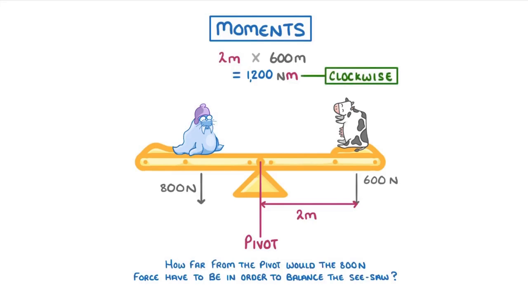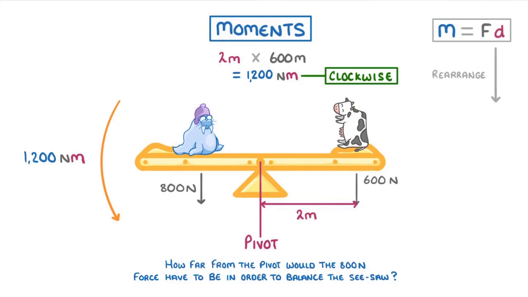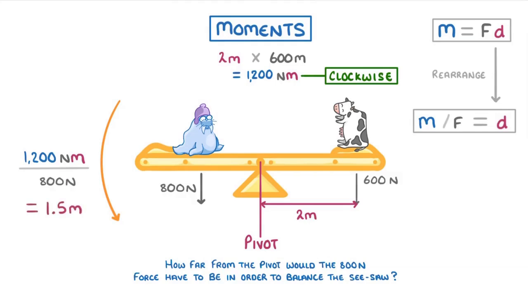We know that the total clockwise moment is 1200 Newton meters. So to make it balance, the anticlockwise moment is also going to have to be 1200 Newton meters. To find the distance needed for this, we're going to have to rearrange our equation to get moment divided by force equals distance, which will be 1200 divided by 800, so 1.5 meters, which means that we'd have to apply the force 1.5 meters from the pivot if we wanted the seesaw to balance.